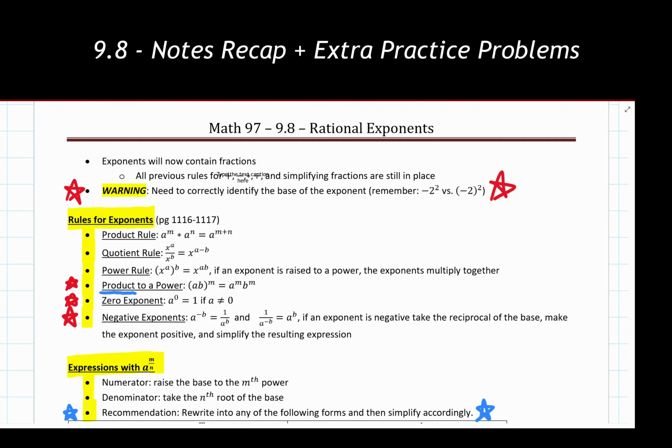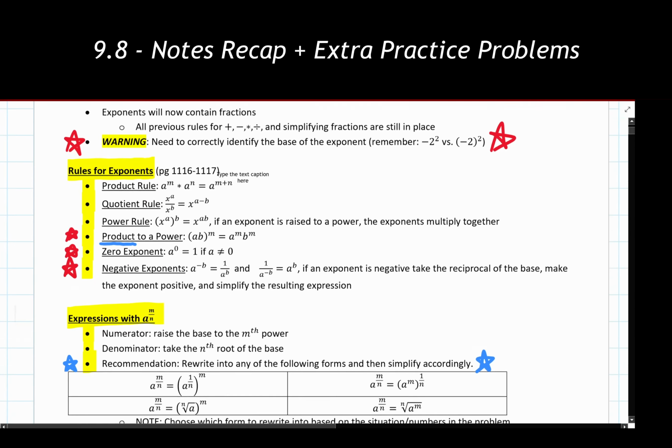To recap the 9.8 information that we covered with rational exponents, make sure that you are correctly identifying the base of each exponent that you are working with in a problem. That does influence what we are and aren't going to be able to do with these. We have our rules and properties for exponents. Make sure you have those written down for yourself if necessary. I think it's quite handy to have a little cheat sheet of all of them right here if you can possibly get that.